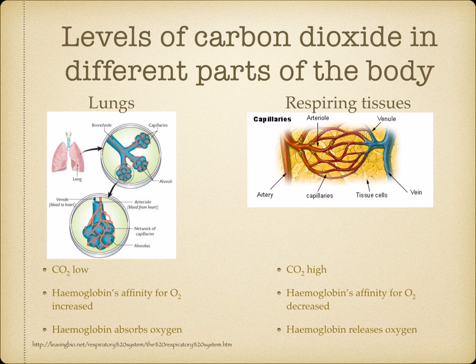In the respiring tissues, for example the muscles, the level of carbon dioxide is high in the blood because of its production during respiration. So hemoglobin's affinity for oxygen is reduced. Coupled with the low concentration of oxygen in the muscles, this means that oxygen is readily released from the hemoglobin to the muscle cells.